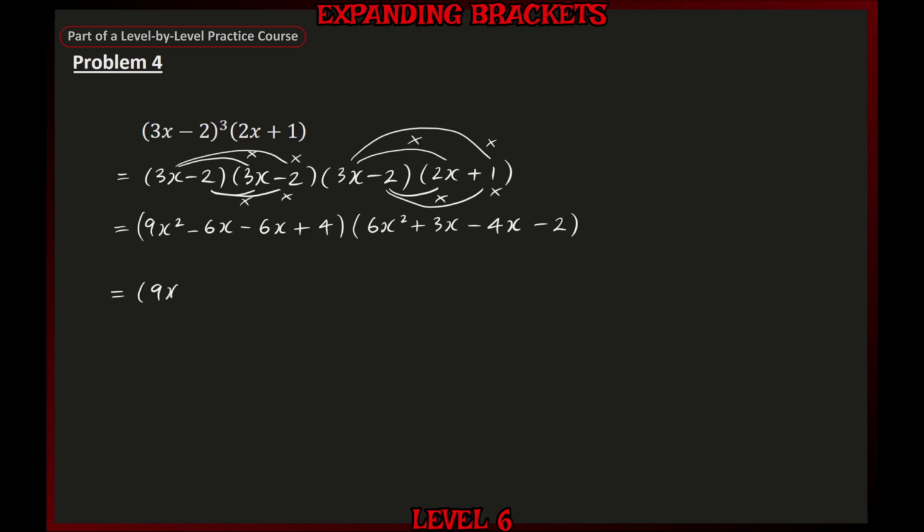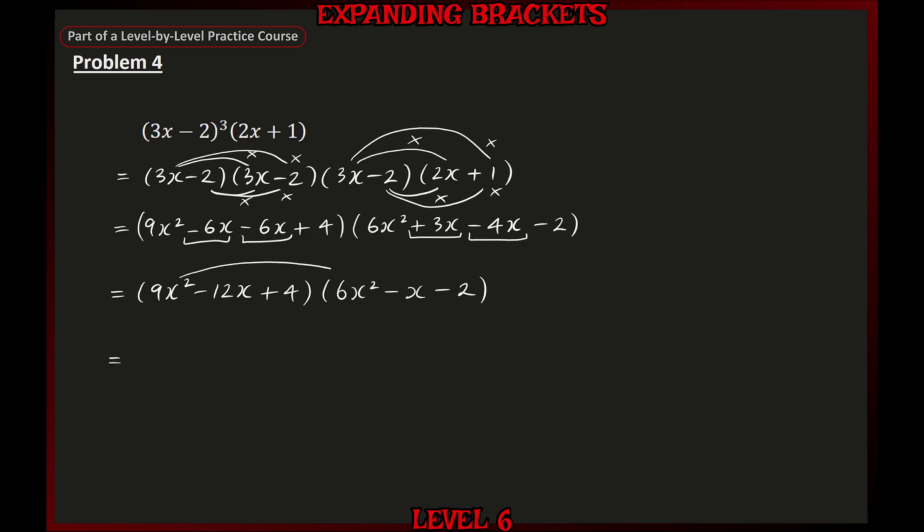So in the first bracket, we have 9x squared, the minus 6x and the minus 6x combine to make minus 12x, and we have a plus 4 at the end. In the second bracket, we have 6x squared, the plus 3x and the minus 4x combine to make minus 1x, or just minus x, and we have a minus 2 there. Continuing now, we're going to multiply these 2 brackets together.